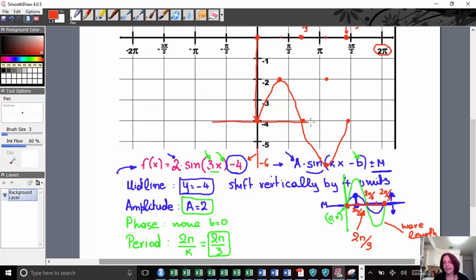The midline is at -4. The amplitude, as you can see right here, is equal to 2. And the period is at 2 pi thirds.